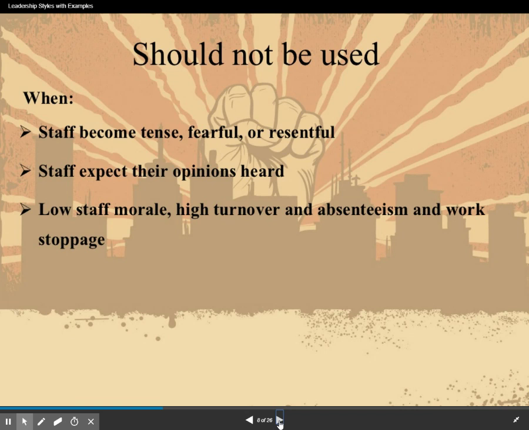Another thing is, staff wants to know their opinions are heard. They want to know that if they see something going on that they can improve, you're going to listen to them. So it doesn't work well in a lot of groups. Low staff morale and high turnover definitely happen if you don't listen to your staff, if you don't listen to the people in your group. Basically, they don't perform.